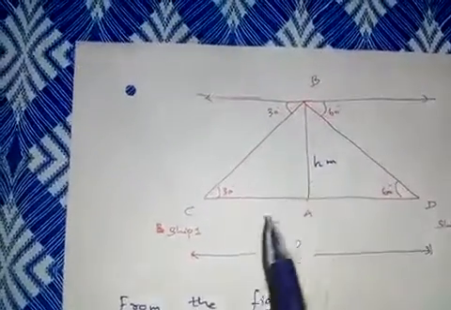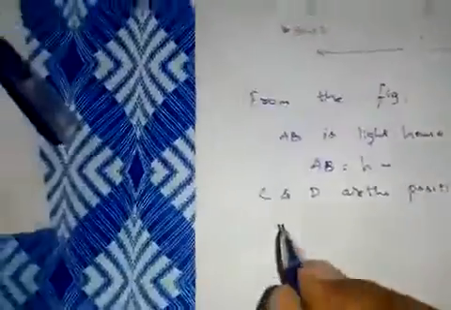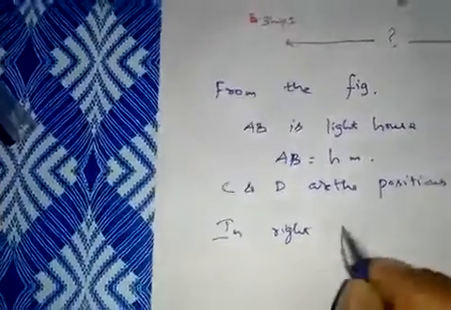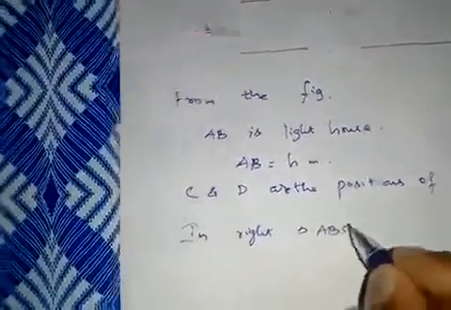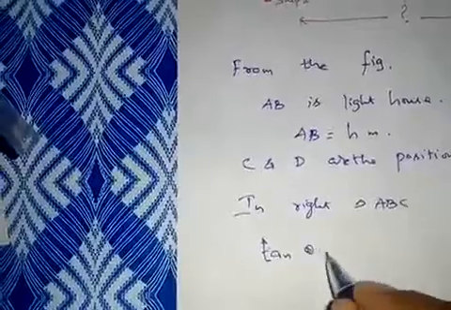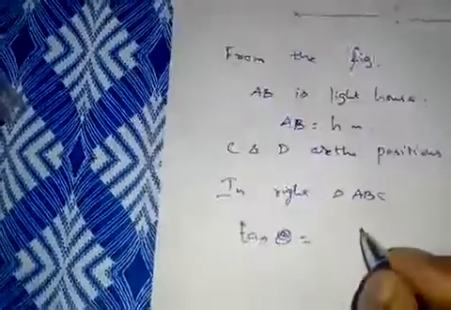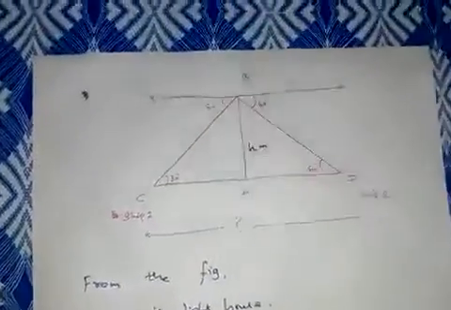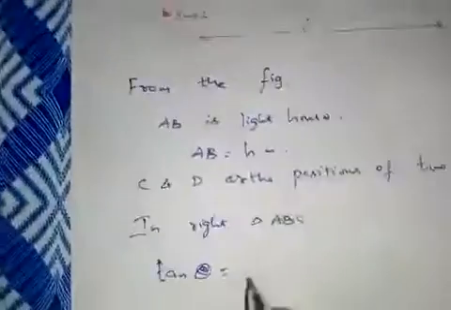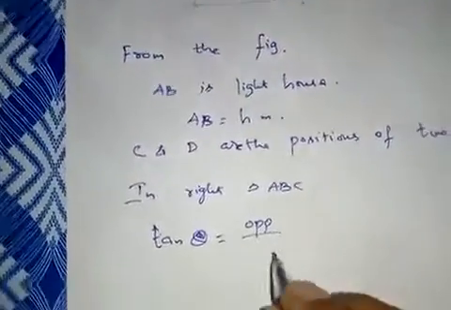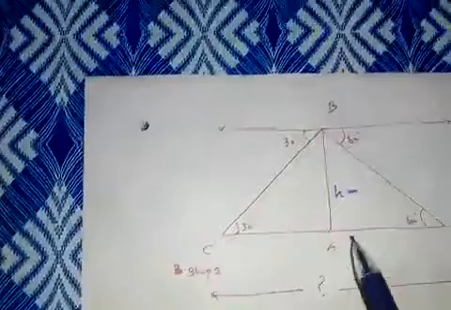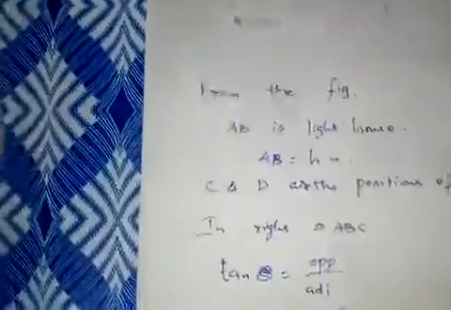So first I am going to take right triangle ABC. In right triangle ABC, I am going to use the formula tan theta, which is equal to opposite side by adjacent side. Opposite side is AB, adjacent side is AC. So theta here is 30 degrees. Tan 30 degrees is equal to opposite side AB by adjacent side AC.